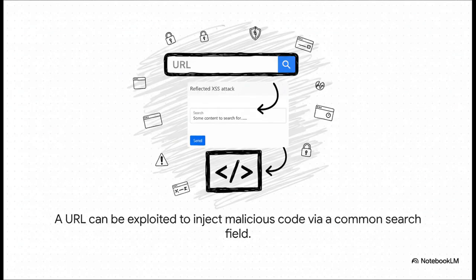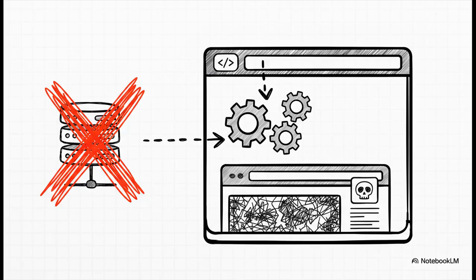You know where you see this all the time? Search bars. They're a classic target. So picture a URL like website.com/search?query= and then a bunch of malicious script. When you go to that link, the website tries to be helpful. It'll say something like, showing search results for, and then it just prints out whatever was after that query= part. And if the site isn't careful about cleaning that input first, it doesn't just print your search term, it prints the script. And your browser, it executes it. Game over.